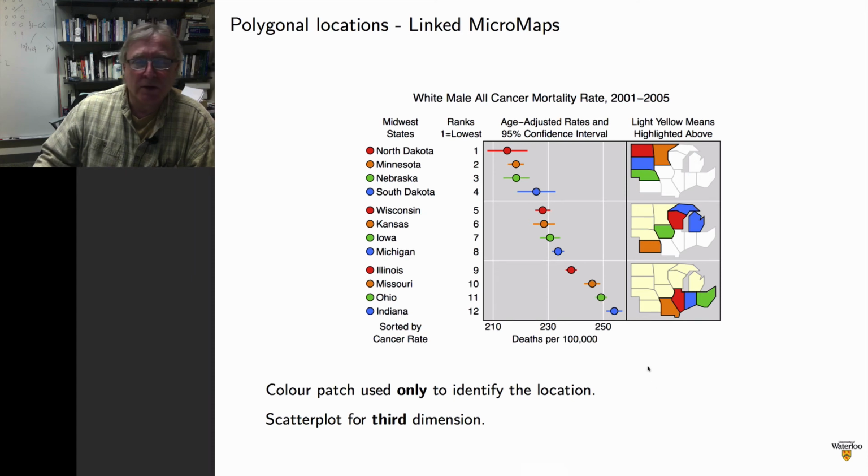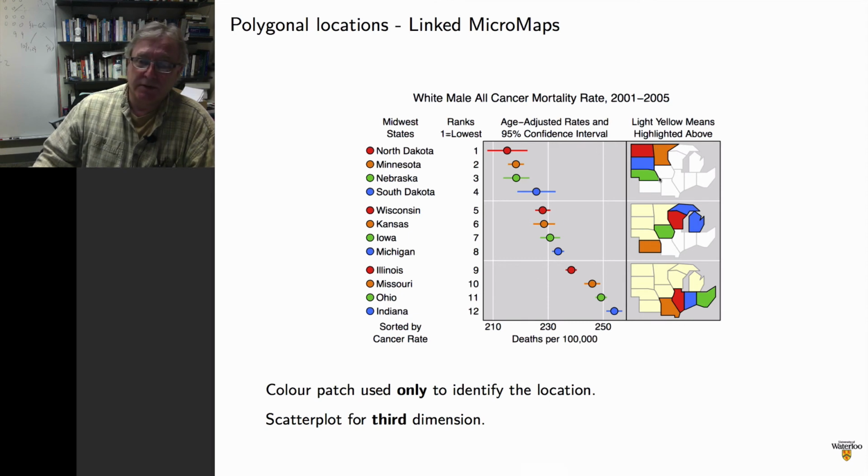So looking at these, the states are ordered by their age-adjusted cancer rate, so deaths per 100,000, from the lowest number of deaths per 100,000 to the highest number. The highest number is Indiana, and the lowest is North Dakota. And you wonder, okay, as we move this way, is there any spatial relationship? It kind of looks like the number of deaths per 100,000 for white males for all types of cancer seems to be going from the northwest to the southeast in this region. The band there, the band there, band there.